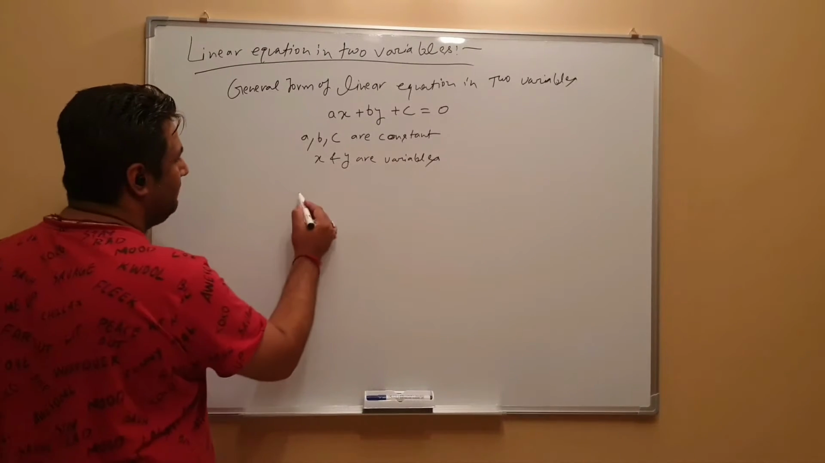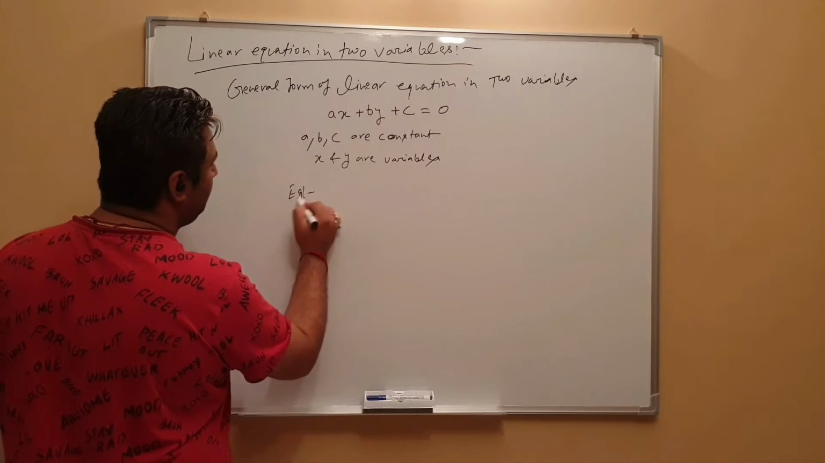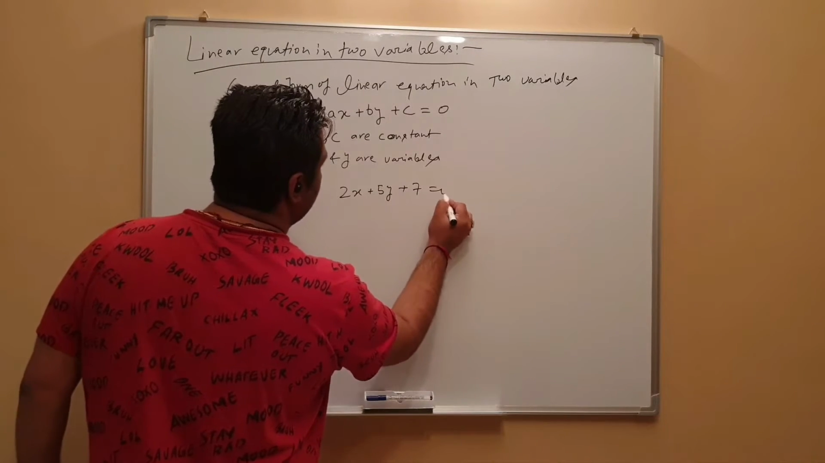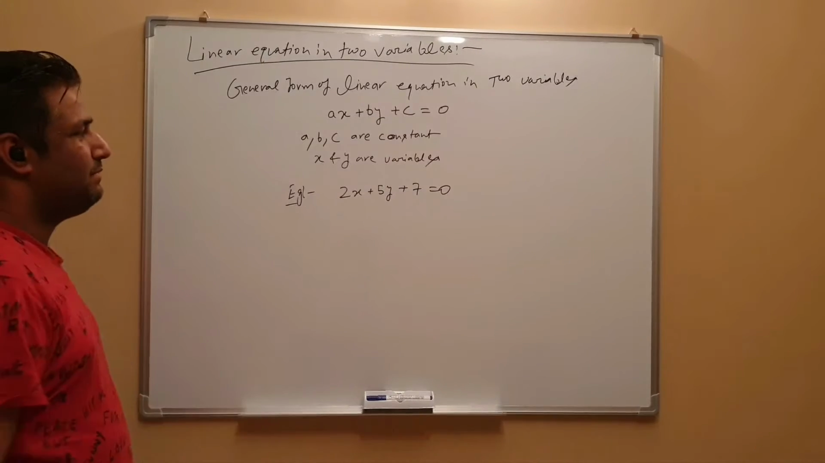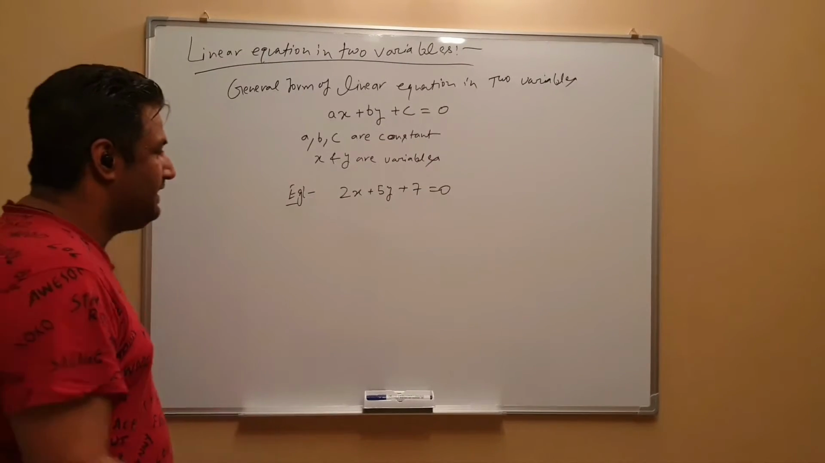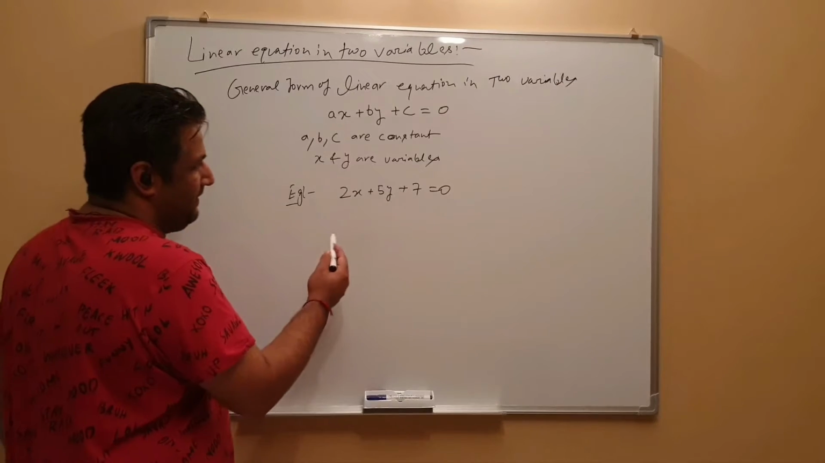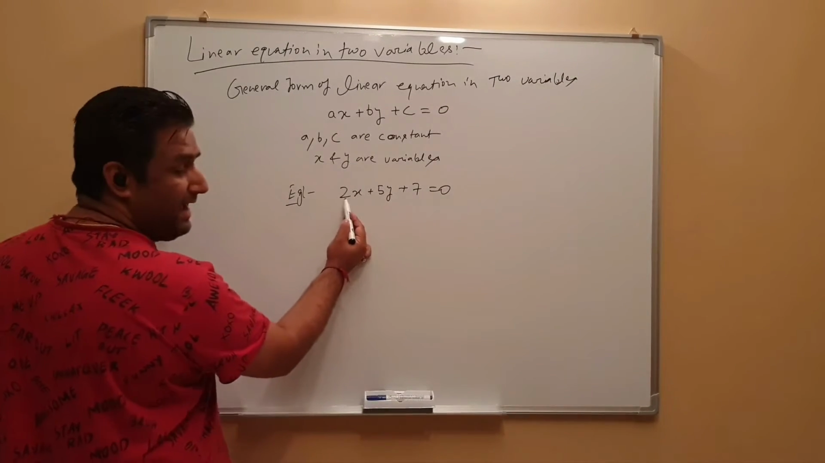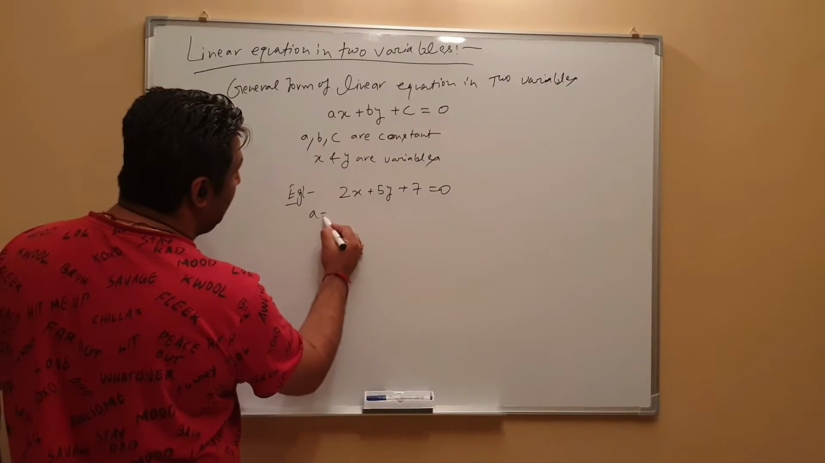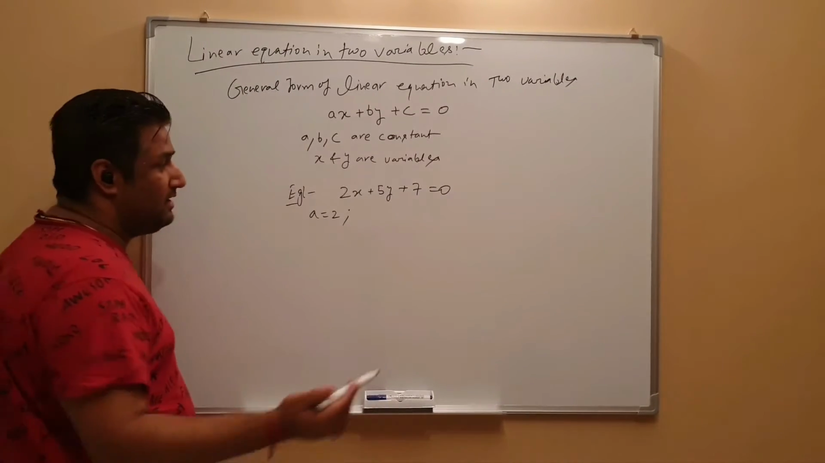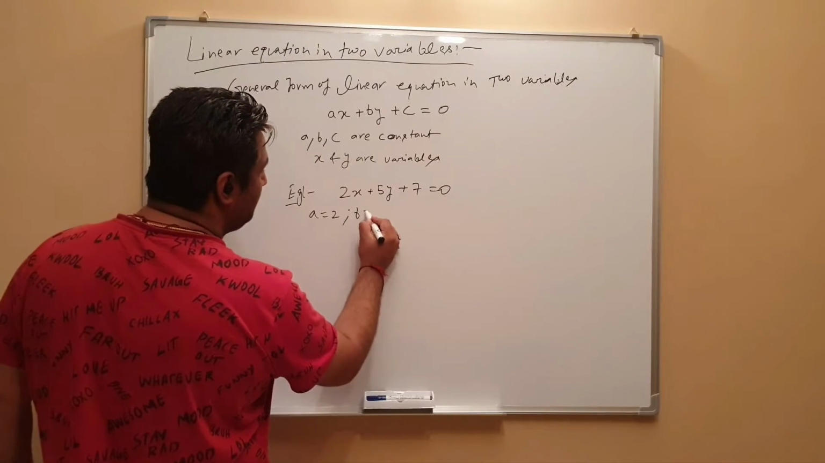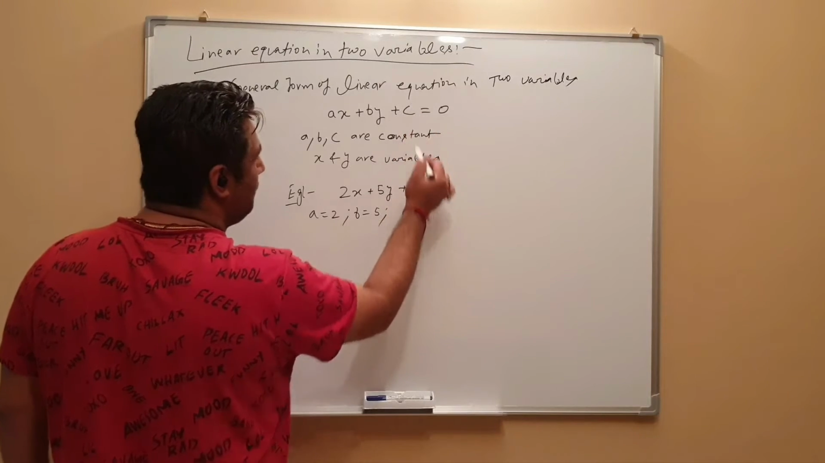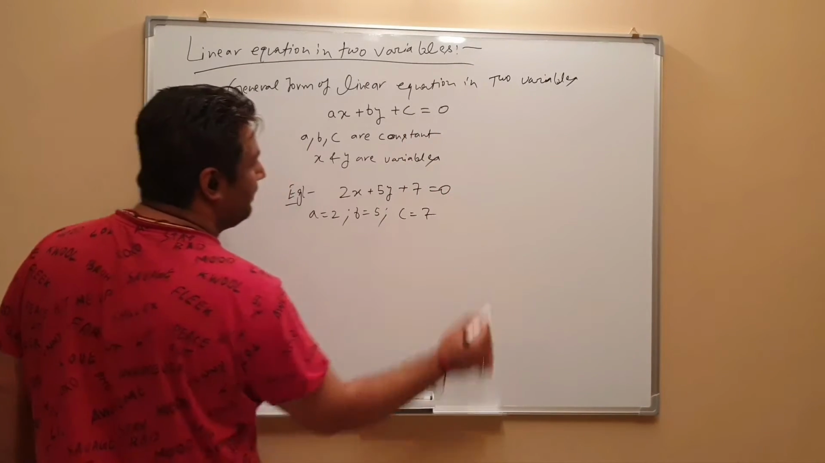Now let's take an example. Example, we have 2x plus 5y plus 7 is equal to 0. So now this is an example of linear equation in two variables. Now if I may ask you what is the value of a, b and c here, you can easily identify the multiple of x is basically your a, which is 2 in this case. Now the multiple of y is going to be b, which is 5 in this case, and the constant value, which is c, is 7 out here.